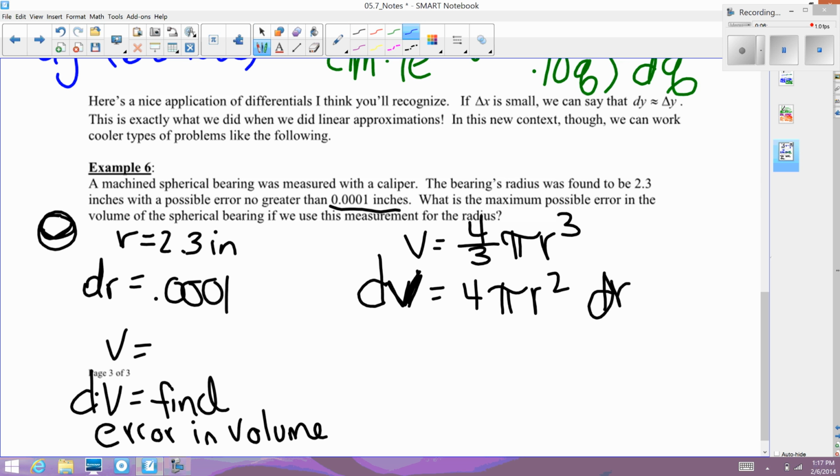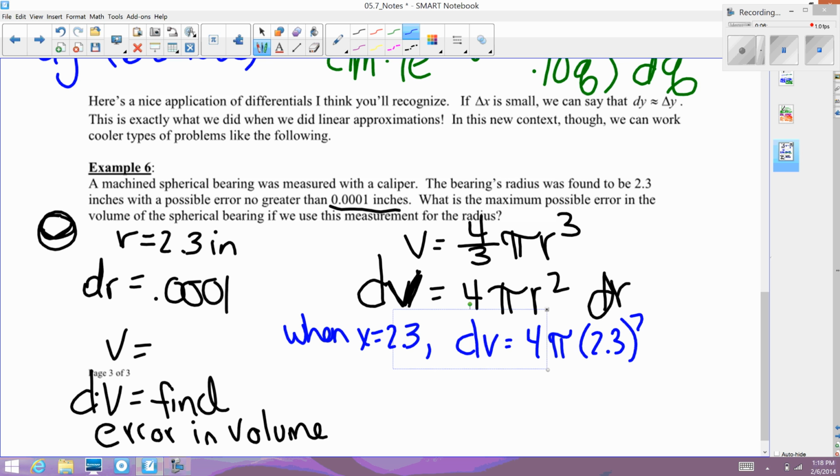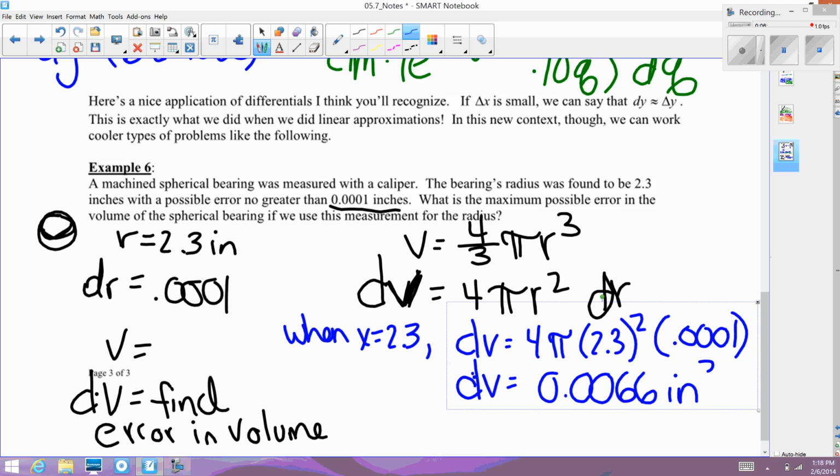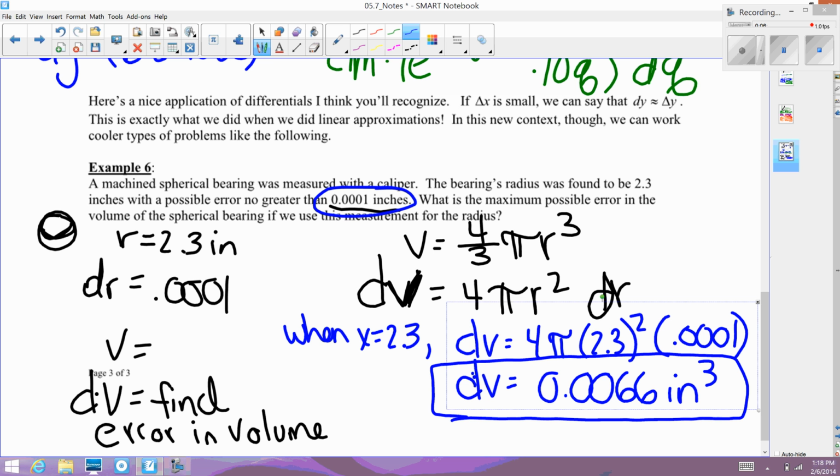All right, so when r equals 2.3, this is going to be a good habit. dv equals 4 times pi times 2.3 squared times dr. And if you plug that into your calculator, I believe you get this number, and it would be cubic inches because we're talking about volume. So with an error of this, we have an error in our volume up to this.